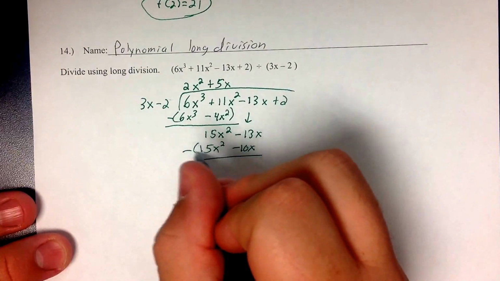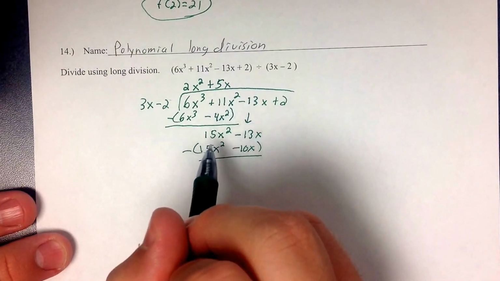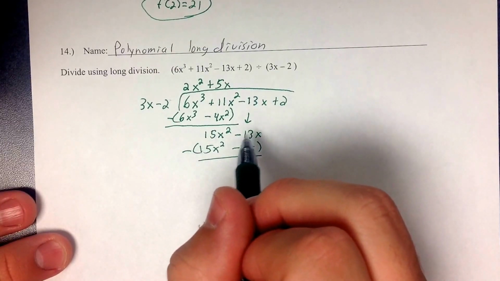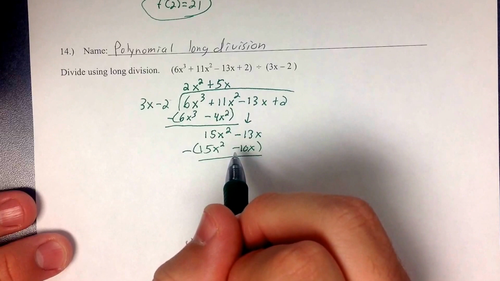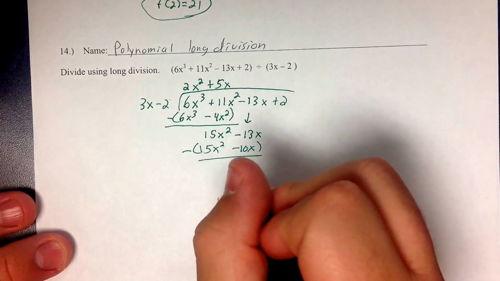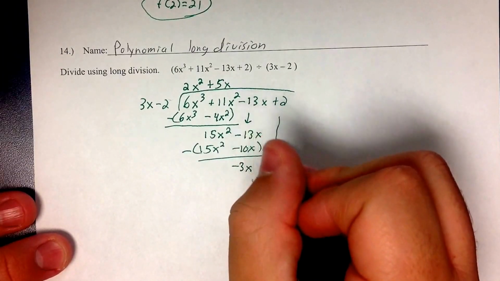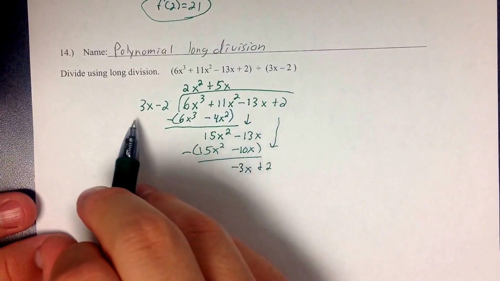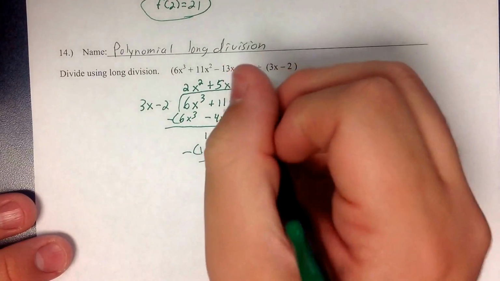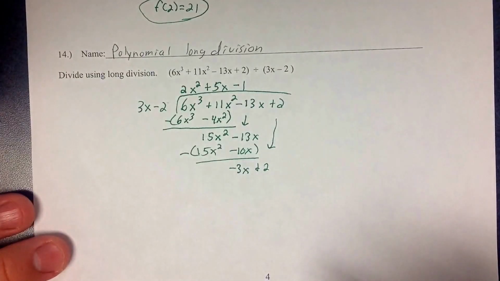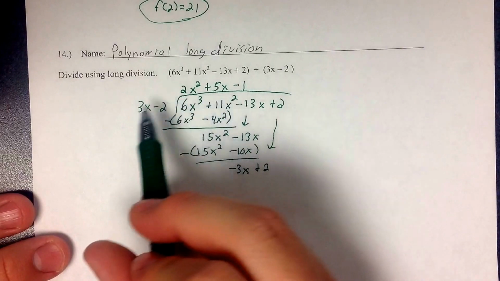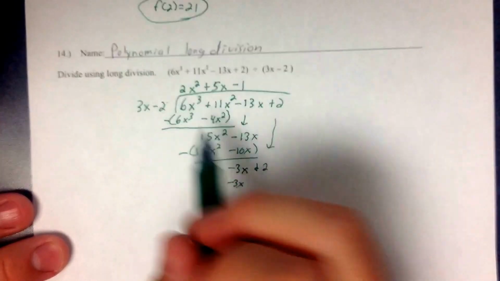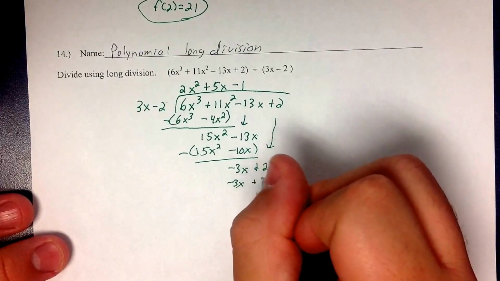Again, I'm subtracting this expression. So 15x squared minus 15x squared is 0. Negative 13 minus negative 10. So negative 13 plus 10 is negative 3x. Then you can bring down the plus 2. 3x goes into negative 3x negative 1 time. So negative 1 times 3x is negative 3x. Negative 1 times negative 2 is positive 2.